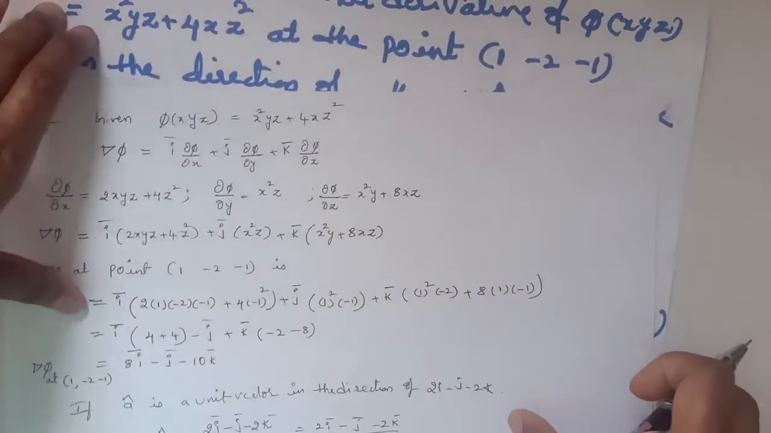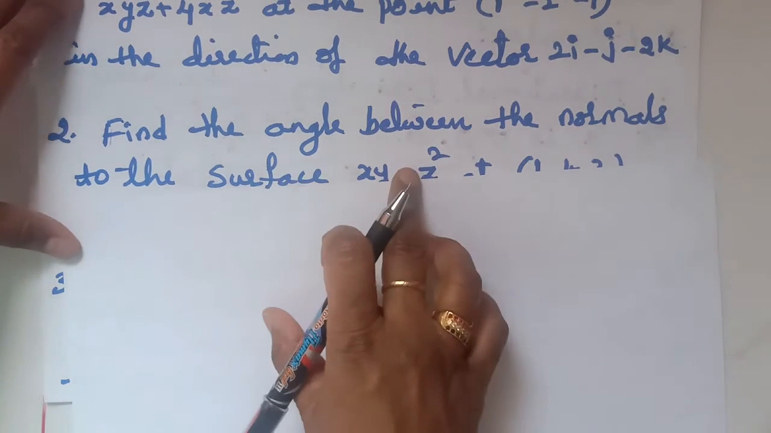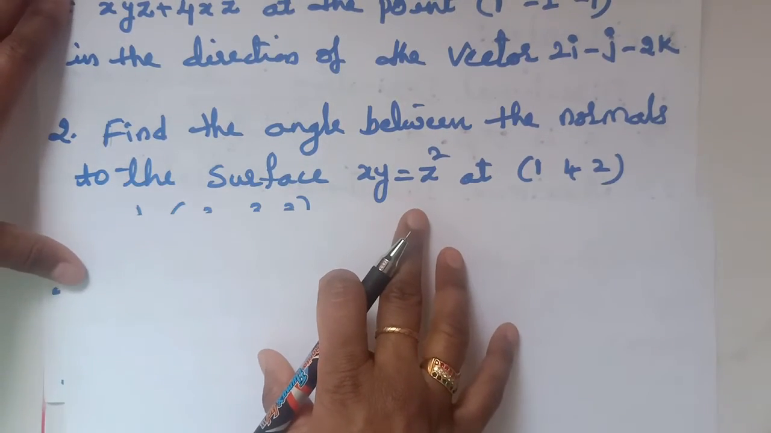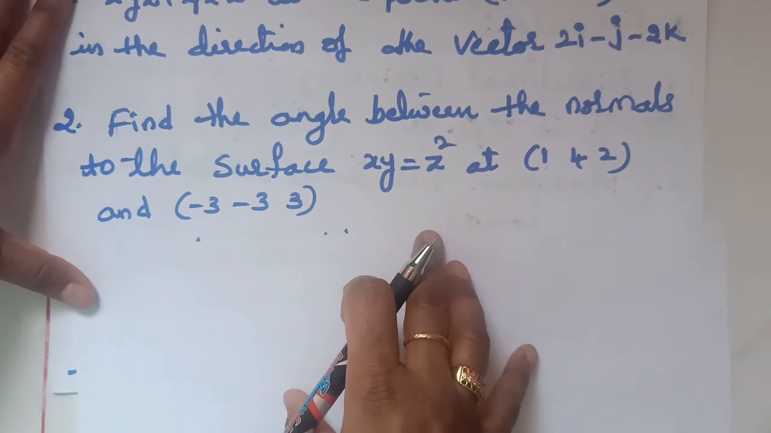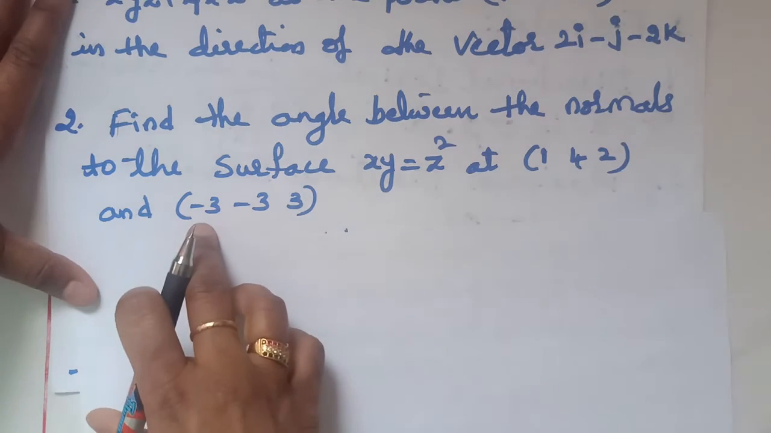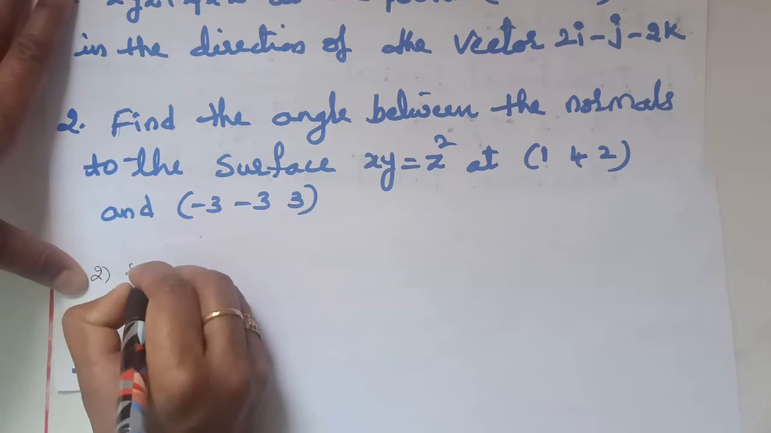This is about the first problem. Next, find the angle between the normals to the surface xy = z squared at (1, 4, 2) and (-3, -3, 3). Okay, we are solving the second problem now.